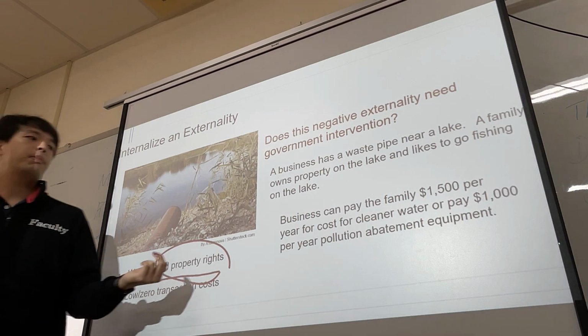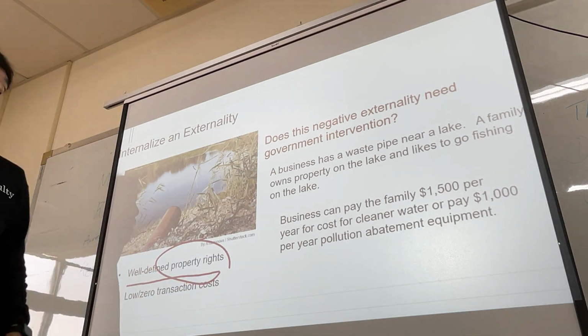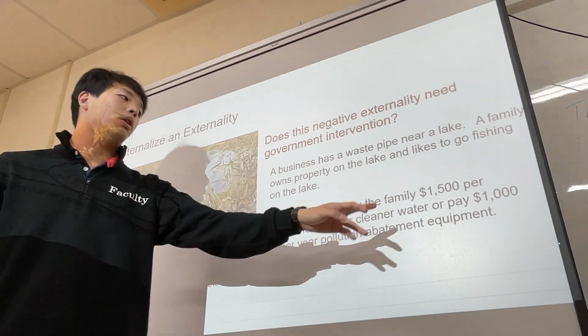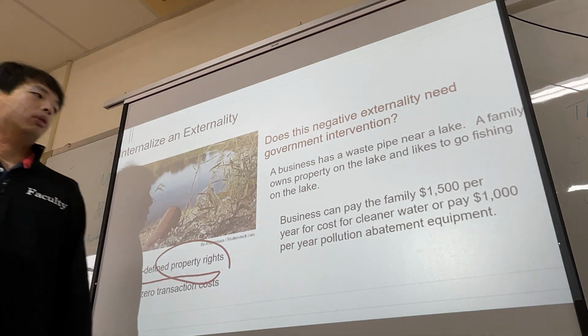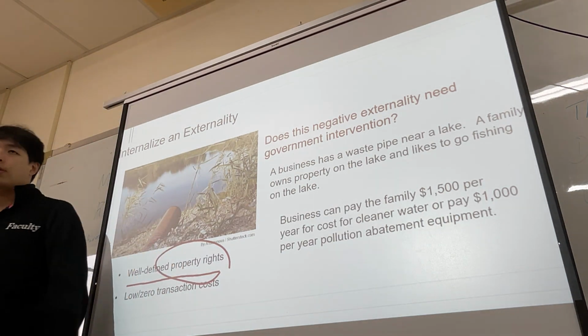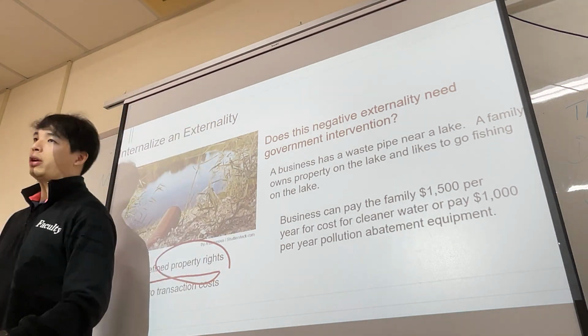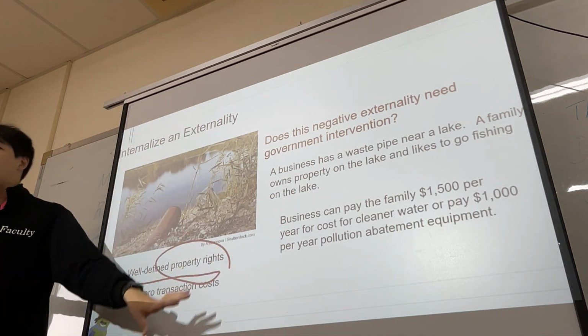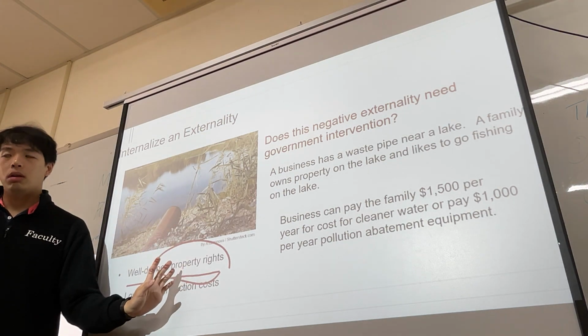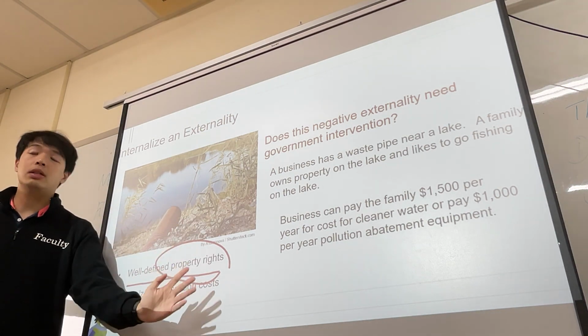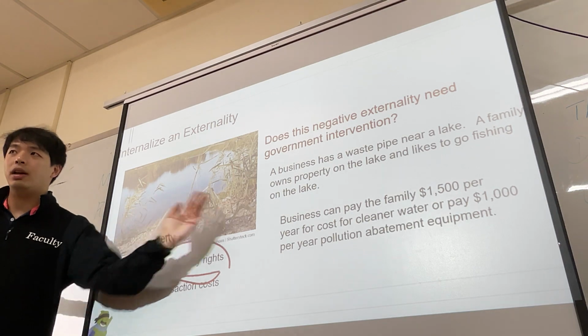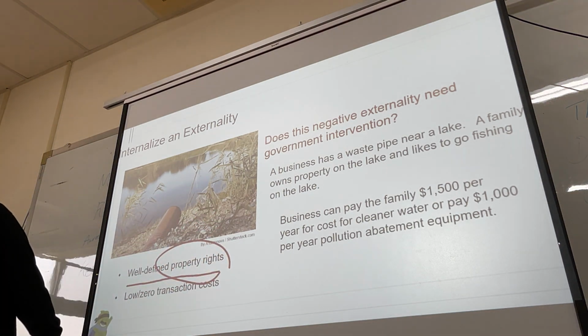So a business can pay the family $1,500 per year for the cost of cleaning water, or pay $1,000 per year in a pollution abatement agreement. But the point is, the government doesn't really need to get involved in this situation because this is mine, okay? 这我的, so government doesn't really need to get involved in this. We good?